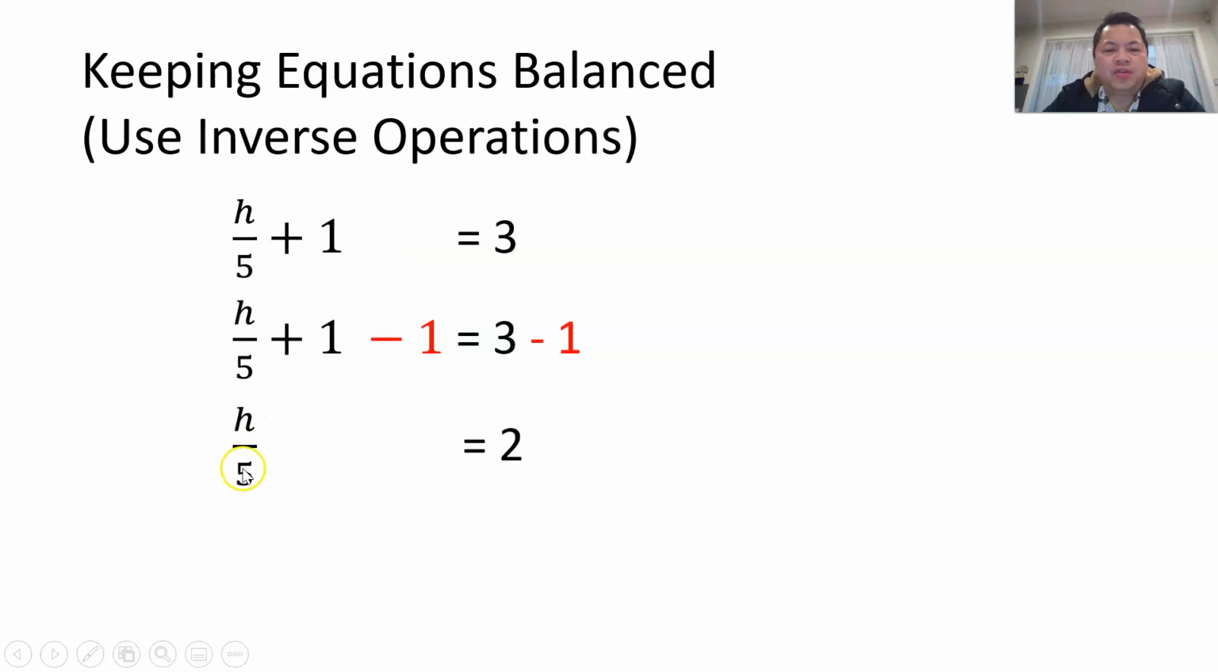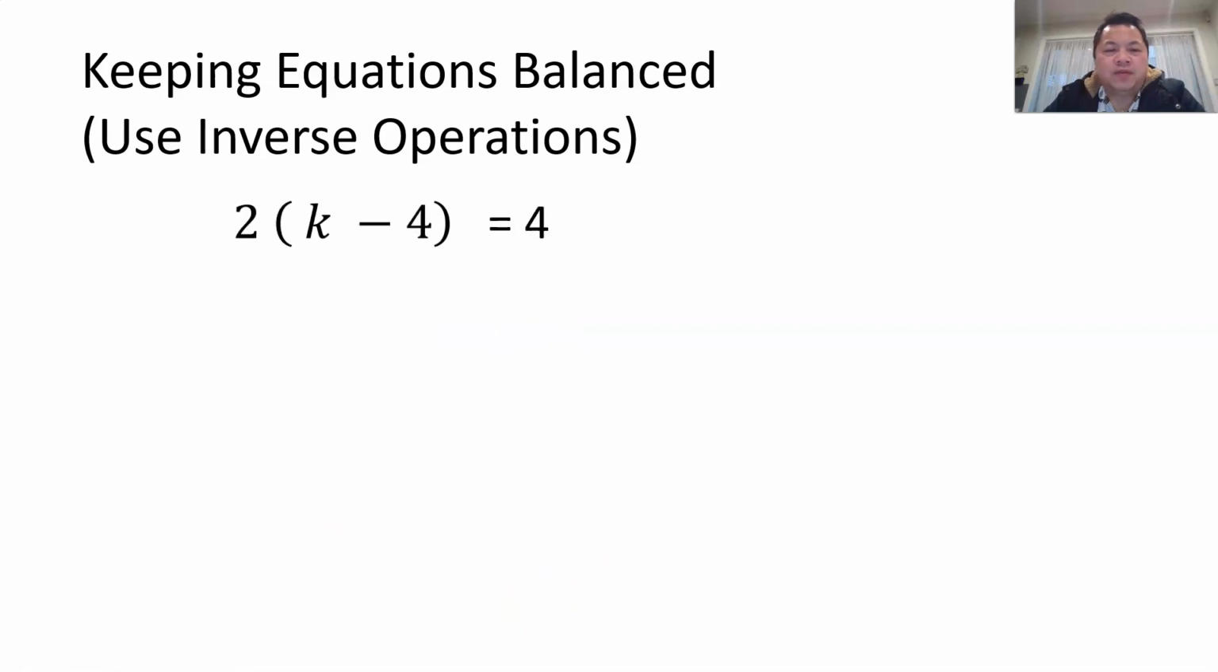Okay, so now I have h divided by 5. So now I have to times 5 on the left side. So over here I also have to times 5. That's how I get h equals 10. Got that, everyone? Okay, moving on.